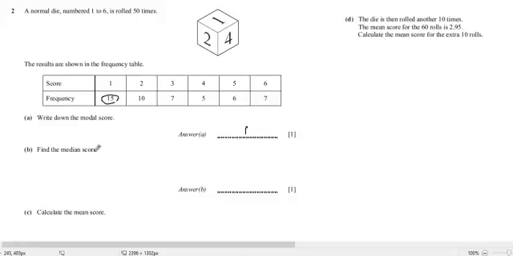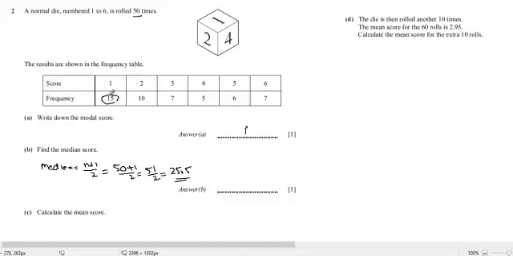Next one is find the median score. For median score, we will use a formula. For median we have a formula that is n plus 1 divided by 2. N is the total number, which is 50. So in place of n we will put 50 here. 50 plus 1 divided by 2 results in 51 divided by 2, which is 25.5. So once you get this answer, the next step is to count your frequency from the beginning, until we reach the stage where we get this 25.5.